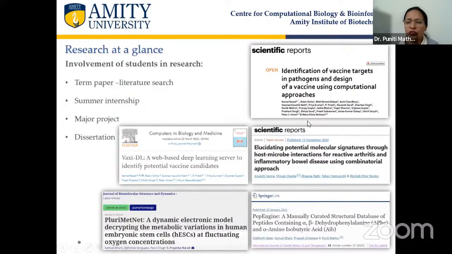What you see on the screen are just screenshots of what the students do. You see that there are publications in various journals, and if you're able to see the names here, these are our bachelor's and master's students who are publishing in various journals: Scientific Reports, Computers in Biology and Medicine, Journal of Biomolecular Structure and Dynamics, Springer Nature, and many other journals. Using this kind of training, we encourage them to publish. That is why, when our students apply for post-graduation or for jobs, I think we prepare them well through this initiative of ours.